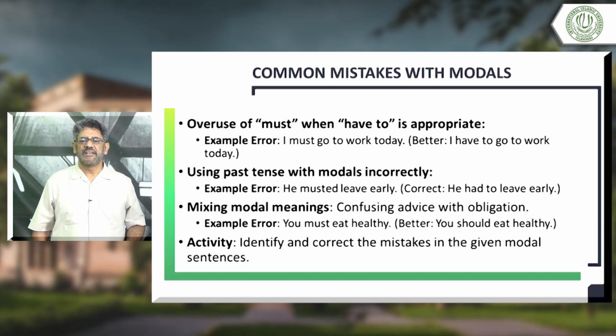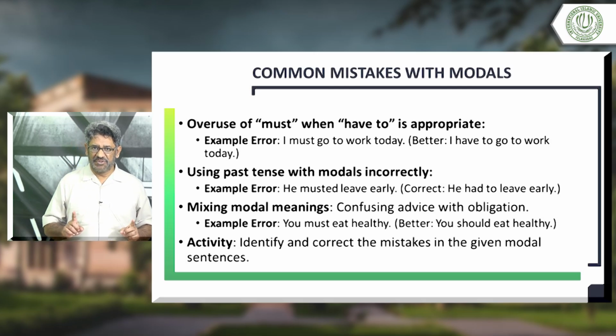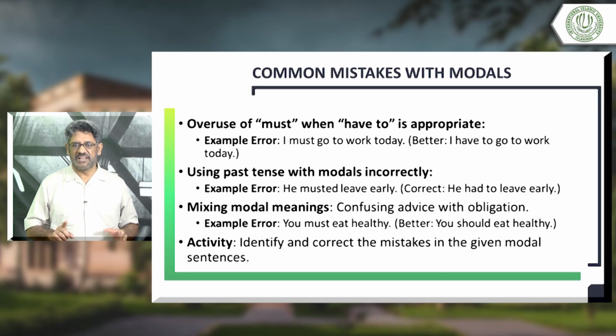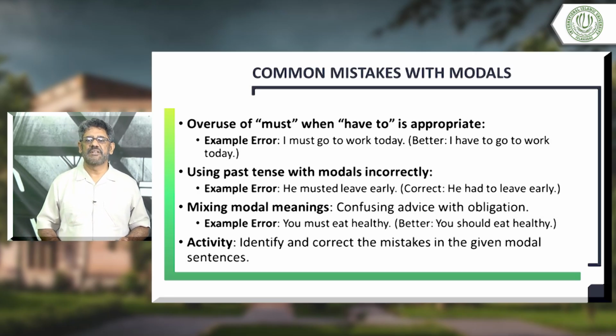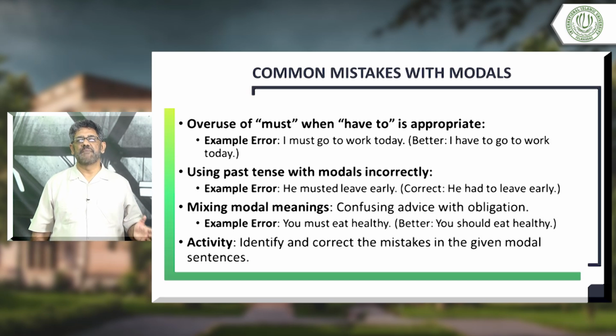Using past tense with modals incorrectly. Example error: He musted leave early. Please, must. Don't make a past form of must like musted. This is not possible. He had to leave early. We don't have a past form of must like musted. So he had to. Whenever we want to use past, use have to.